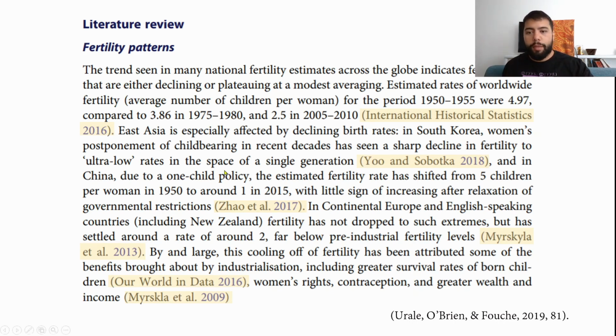Okay, so some more examples here. East Asia is especially affected by declining birth rates. South Korea, blah, blah, blah, blah. There's a reference for that. Okay, and you'll see the same pattern with the other references in this paragraph.